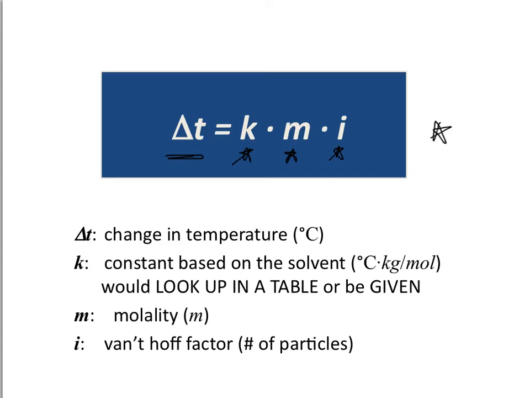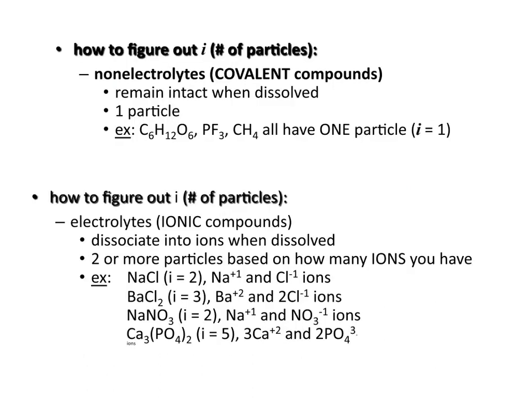What I want each of you, though, to recall is that this delta T that you have right here is not telling you the new temperature. It is just telling you the change in temperature that's going to occur. So please make sure that you're paying attention to that, because a lot of people make that mistake. So let's go ahead and let's look at how we're going to figure out the number of particles associated with the I value, or your van't Hoff factor.